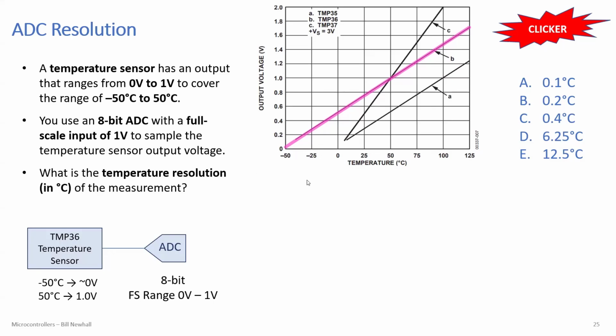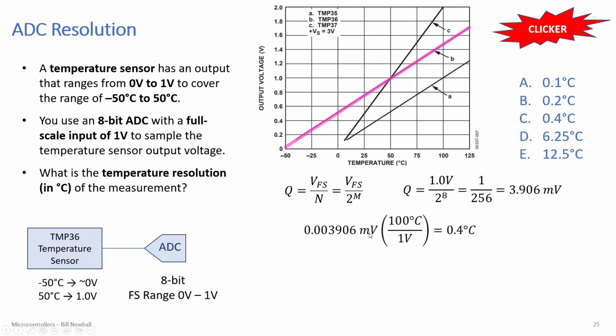Give that a shot. Okay, so here's how I work the problem. The resolution is VFS over 2 to the N, which is 1 volt over 256, which is 3.906 millivolts. So what does 3.906 millivolts correspond to in temperature change? Well, it's a 100-degree span mapped to a 1 volt span. So we get 0.4 degrees C. Okay, so the answer is 0.4.